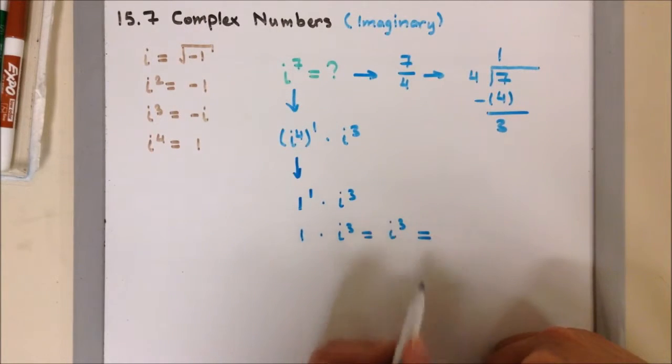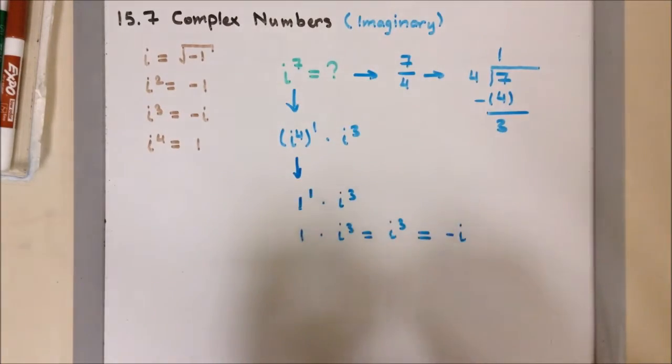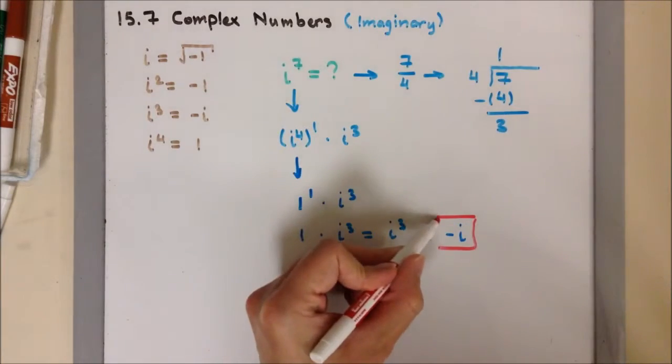And then you can still simplify because i to the 3rd is negative i. Now you don't necessarily have to write out all the steps as I did, but I was just writing step by step. And then this is our final answer.